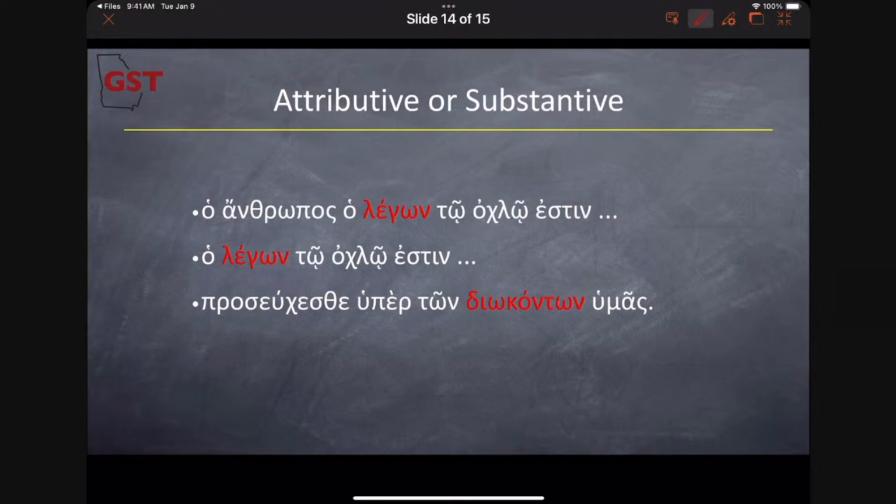Which one? As the subject, yeah, because the article is ha, and the omega nu is the nominative singular. They're both nominative singular. The third one, very quickly: parouskeste huperton didoskonton humas. Okay, very quickly.